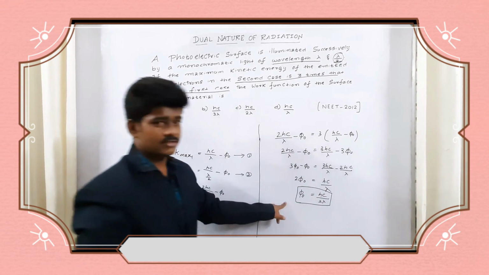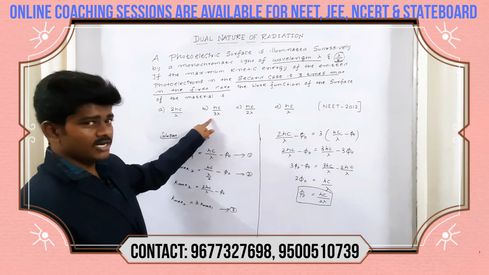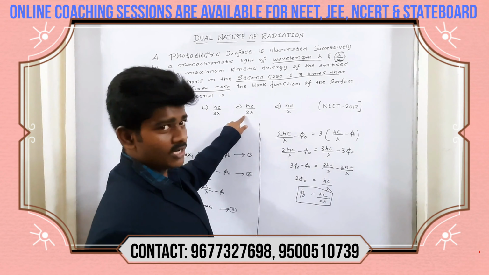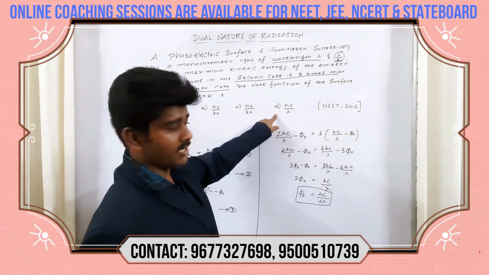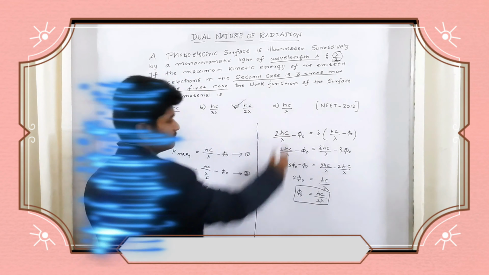Let us see the options. Option A 2Hc by lambda, B Hc by 3 lambda, option C Hc by 2 lambda, option D Hc by lambda. The correct option is Hc by 2 lambda. Option C is the correct answer.